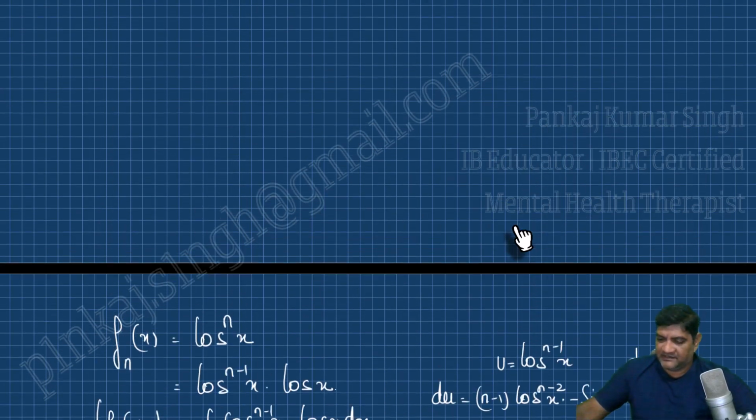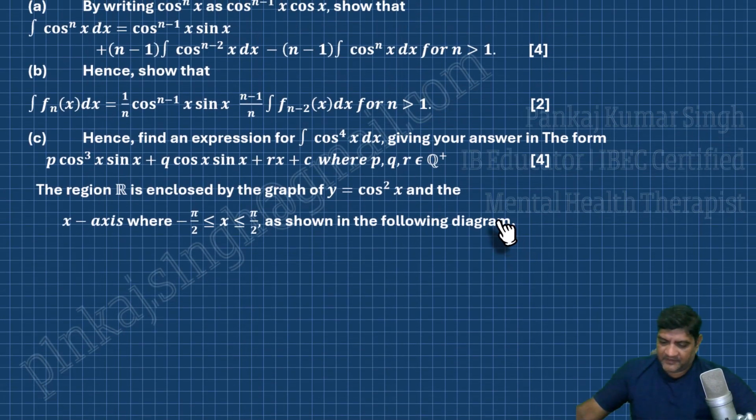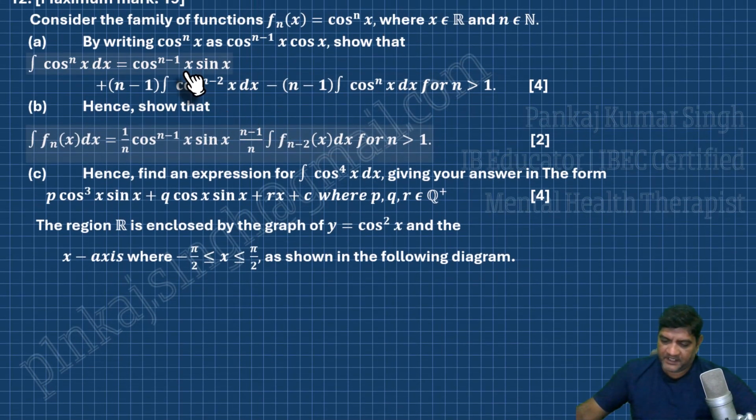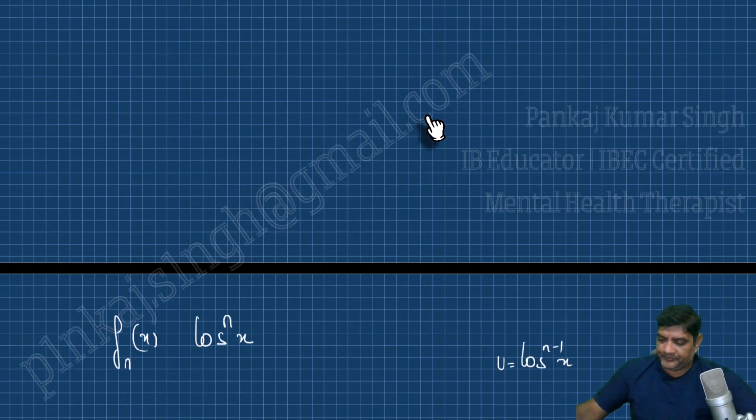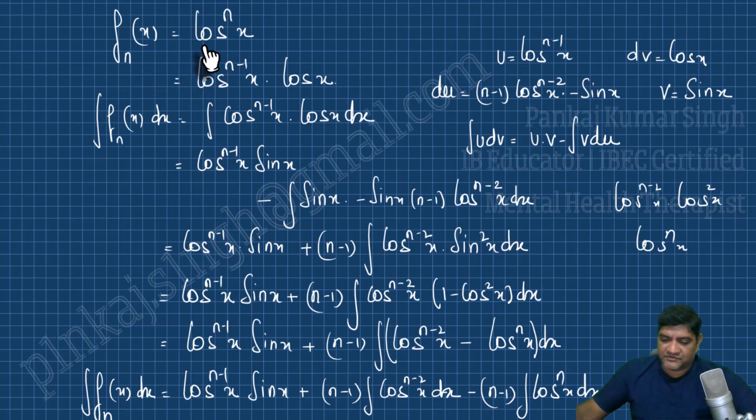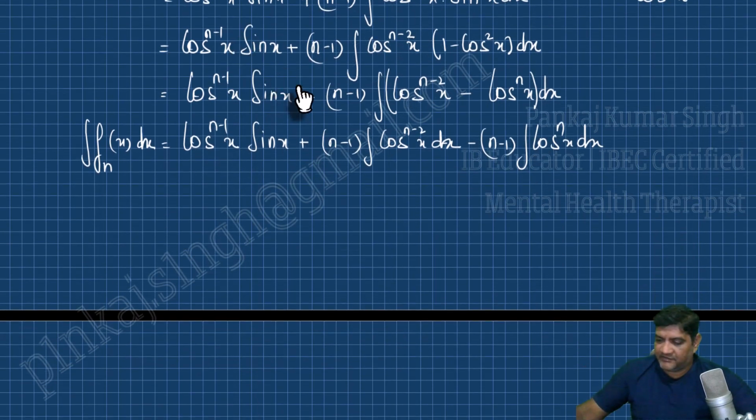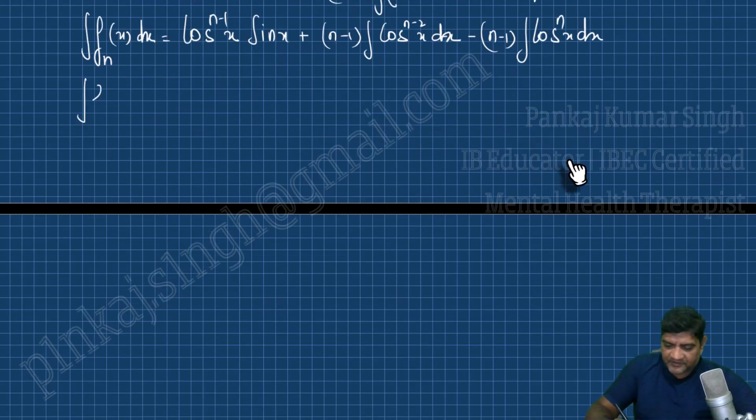So that is basically what we have here: n minus 1 sin x, n minus 2, and n. All right. So if f of n is cos to the power of n x, then I can write this as f of n minus 2, and this also as f of n.